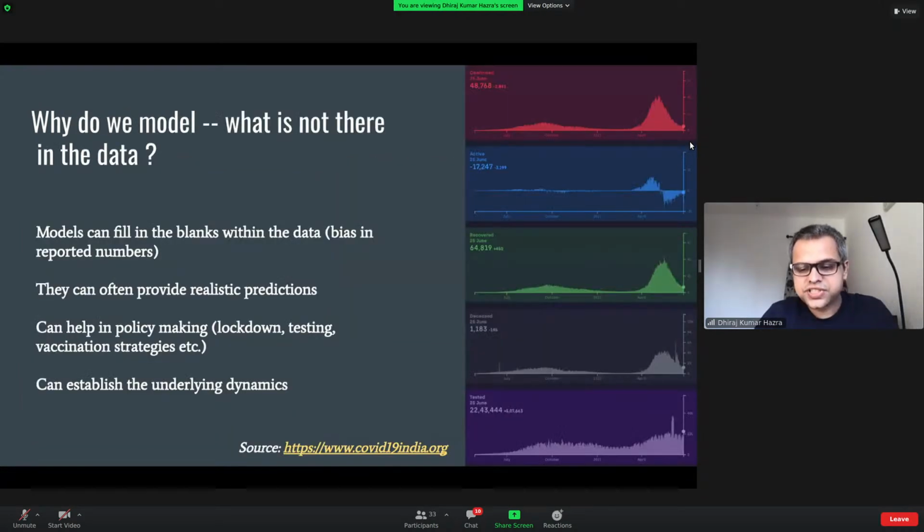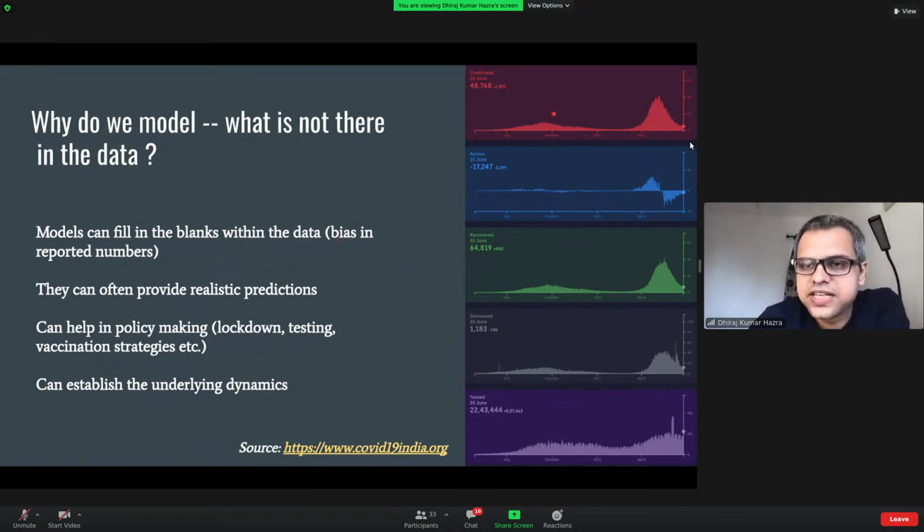All right. Now, when you say that we are trying to model COVID-19, the first question that comes to my mind is why we would like to model. There are data available, right? For example, here I have taken the screenshot from COVID19India.org, where I have shown daily confirmed cases, active cases, recovered, deceased, and tested cases. So if we have data, what is the role of the model?